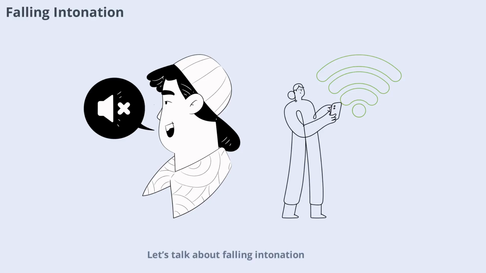Let's talk about falling intonation. When you lower your voice at the end of a question tag, you're usually just seeking agreement. For example, "It's a beautiful day, isn't it?" Here, you expect the listener to agree with you. Falling intonation makes your question tag sound more like a statement than a real question.